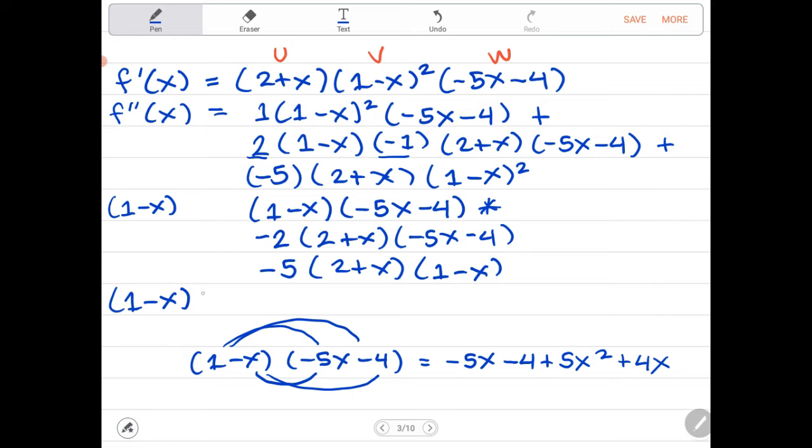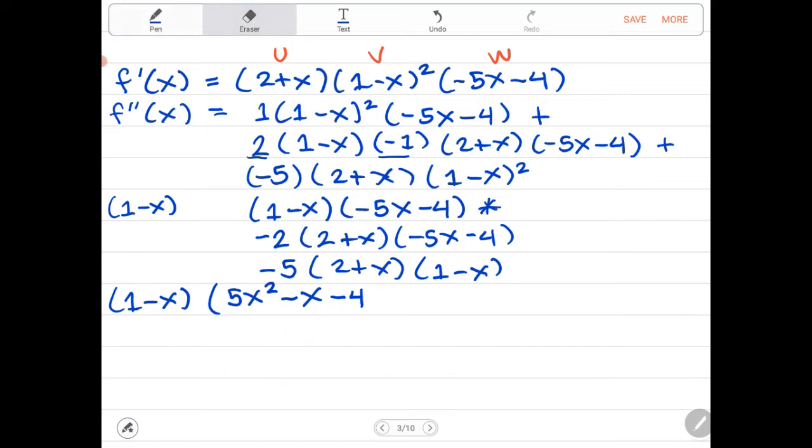It will become 5x squared. Then, simplify the x. That is negative x, minus 4. Okay? So, yan. Double check natin. Negative 5x minus 4 plus 5x squared plus 4x. If you simplify that, 5x squared, minus x minus 4. Correct. So, we are done with the first line.